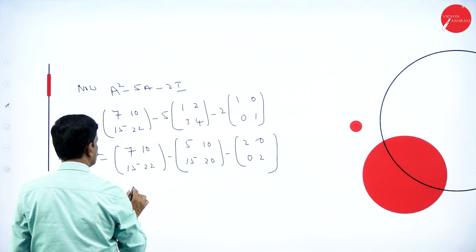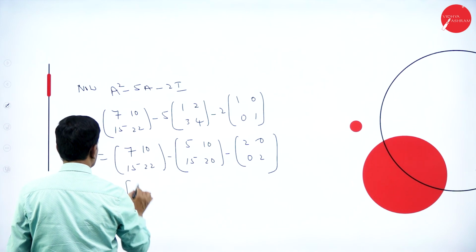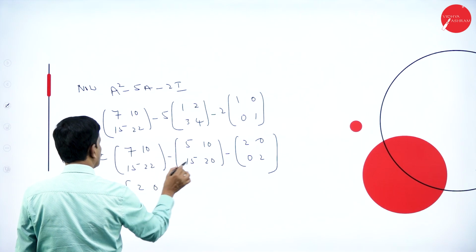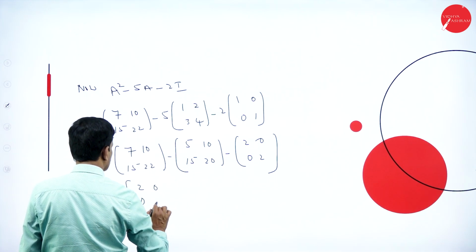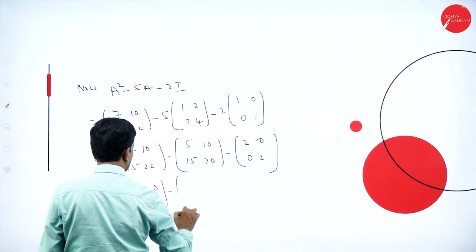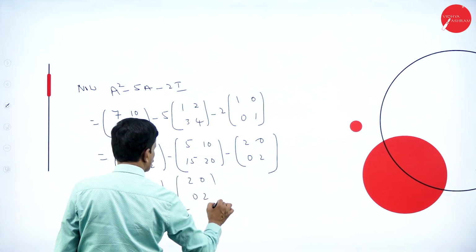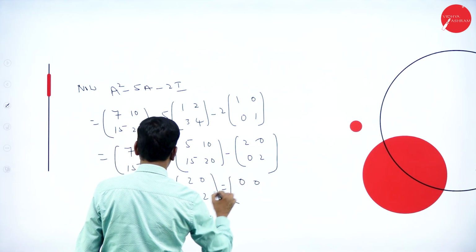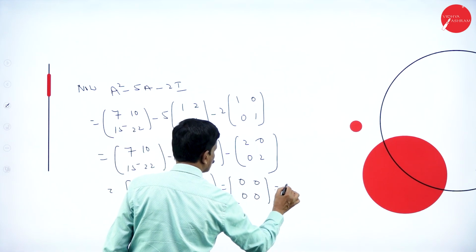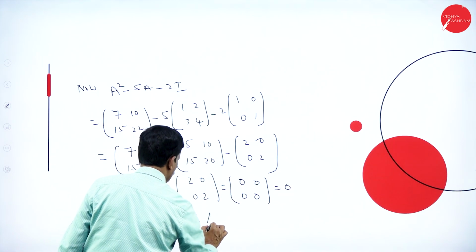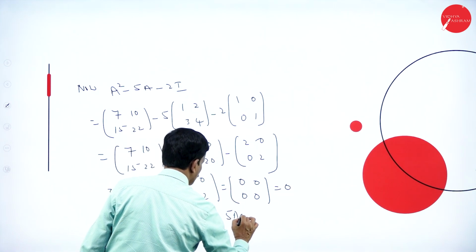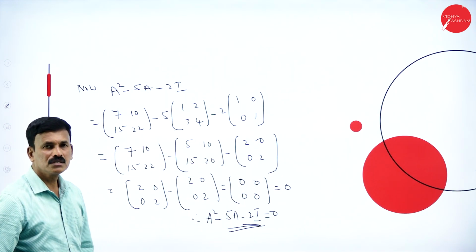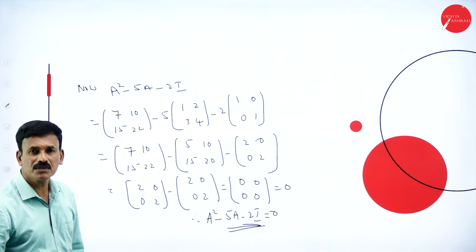Now, what will you get? Subtract this. 7 minus 5 is 2, 10 minus 10 is 0, 15 minus 15 is 0, 22 minus 20 is 2. Minus 2, 0, 0, 2. What is this equal to? So subtract this. What you will get? 2 minus 2, 0, 0, 0. 2 minus 2 is also 0. That's equal to 0. So what do you say? Therefore, A square minus 5A minus 2I is equal to 0, a null matrix. That's it. Cayley-Hamilton theorem is verified.